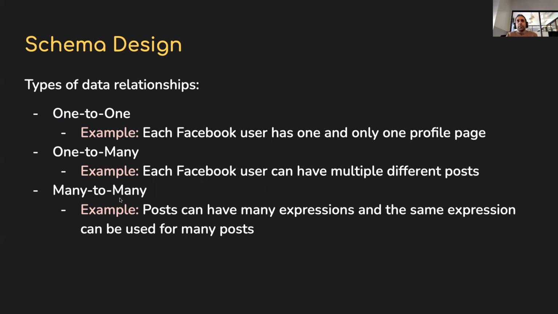Many-to-many is the idea that both sides can be multiple. So posts can have many expressions, and the same expression can be used by many posts. The term expression I'm using as like a reaction. If you know Facebook, the like button, or whatever reaction you want to add, you could add a heart symbol, a thumbs up, or a sad face. There are a few emotions or emoticons you can add to react to a post. So that's what I'm calling expressions.